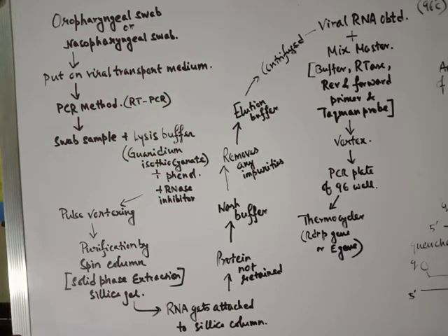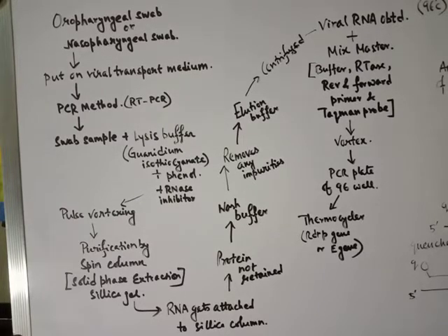First of all, the cotton swab sample is added to a lysis buffer which contains guanidinium isothiocyanate plus phenol, and in some mixes we also have an RNase inhibitor. Guanidinium isothiocyanate and phenol act like a detergent. It removes the viral outer bilayer and frees the genome of the virus.